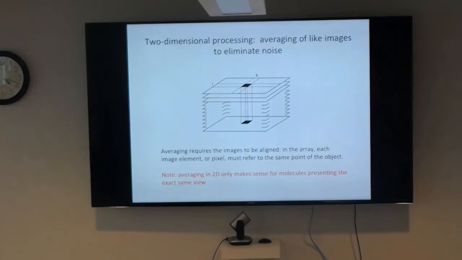Two-dimensional processing means to average like images to eliminate noise, and "like" is important: they need to be very similar to each other, otherwise averaging doesn't make any sense. What does it mean? Within the image, the molecule lies in arbitrary directions. Alignment means we have to turn the images and position them in such a way that the molecules are in superposition. So it's the contents of the images that need to be in superposition.